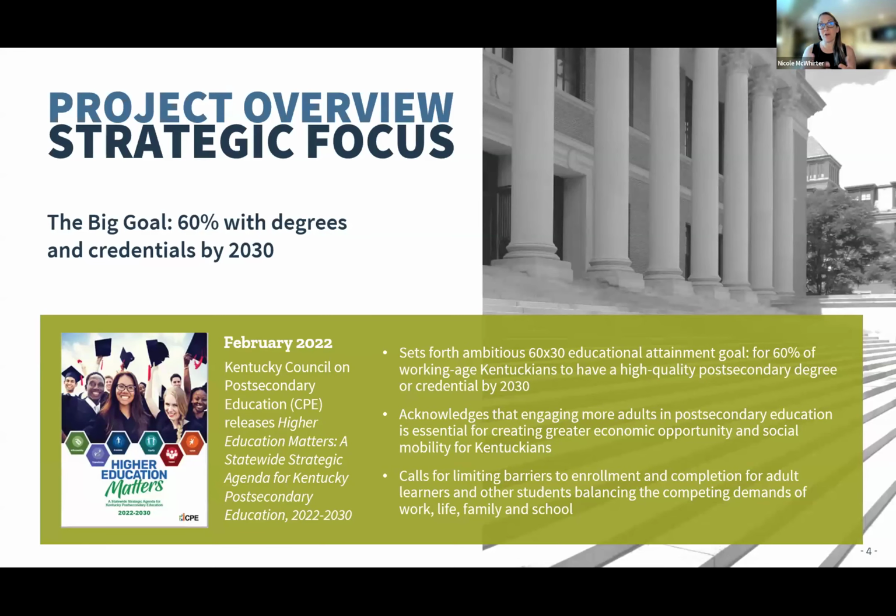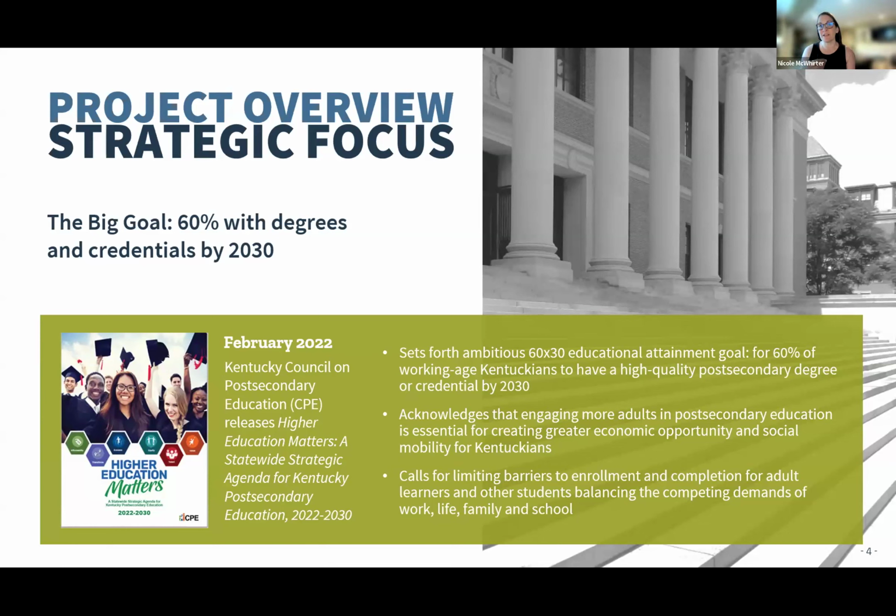Just a bit of an overview of the project, like where did this project come from? It didn't just come from nowhere. So this image is of the strategic plan. The Kentucky CPE released it in February of 2022, and it's not something that you were probably familiar with. I just wanted to point out the 60-30 goal that you all have.